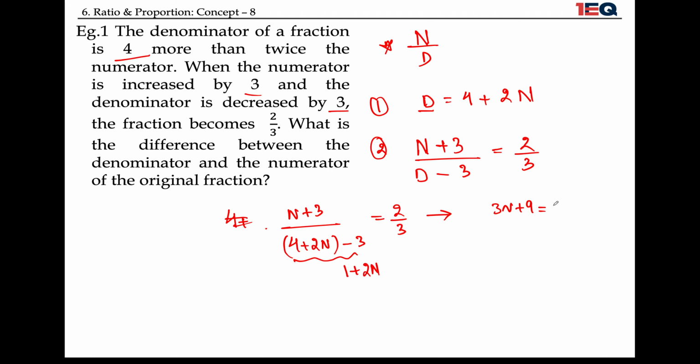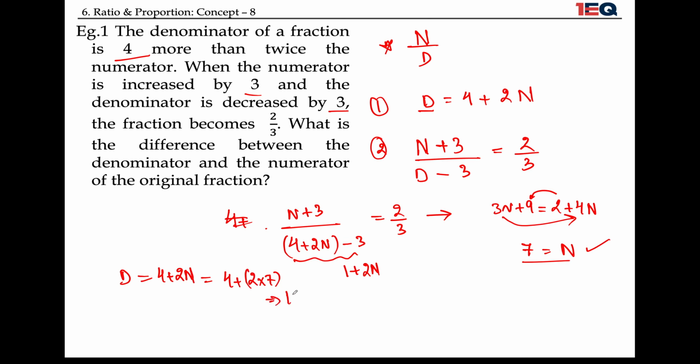When multiplied by 3, but when multiplied by 2 would give me 2 plus 4n. So when I take n over here, this becomes simply n, and the value of n, when 2 goes here, becomes 7. So we found the value of n as 7. Plugging this value in the first equation, d is equal to 4 plus 2n, and n is 7, so this would be 4 plus 2 into 7, which is 18, and my numerator upon denominator comes as 7 upon 18.